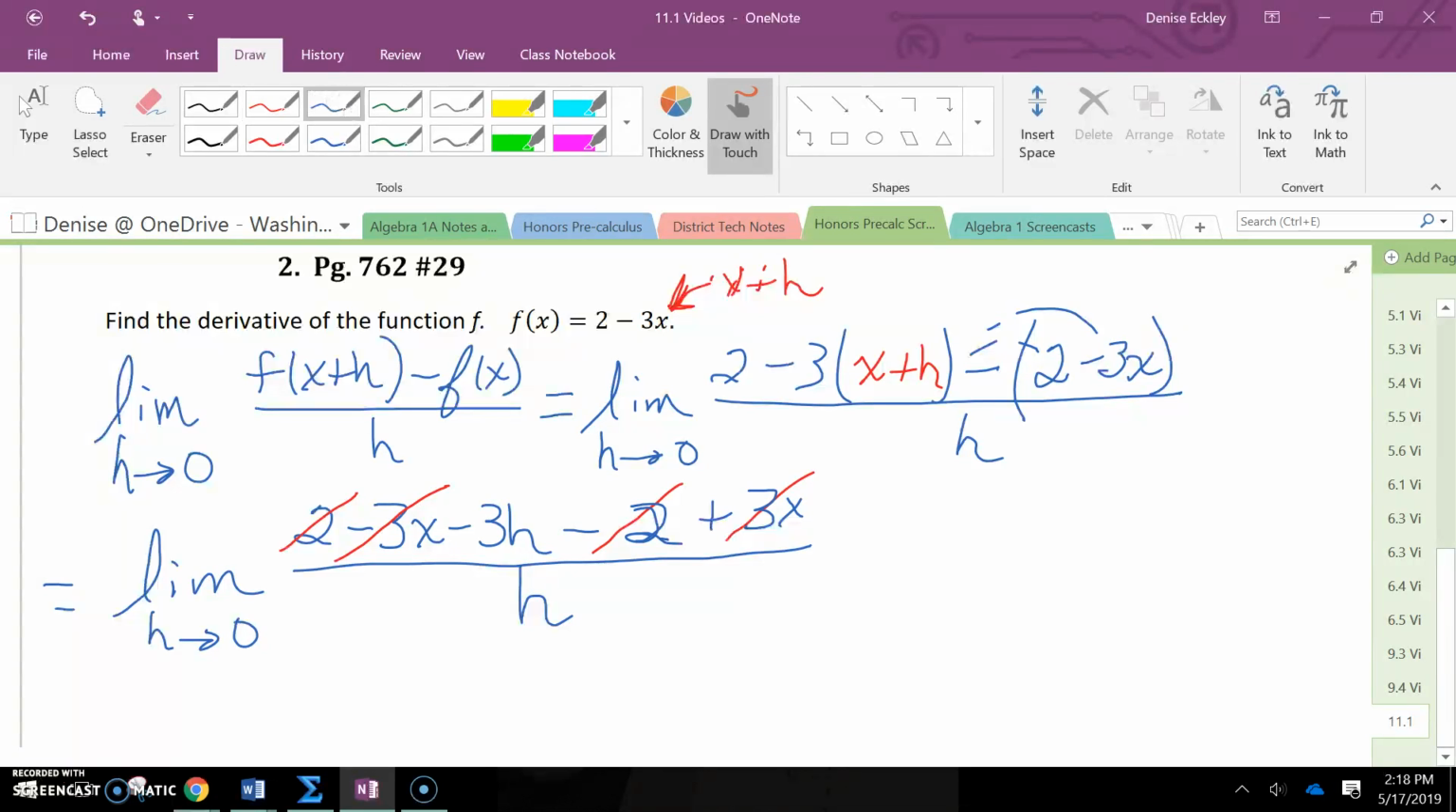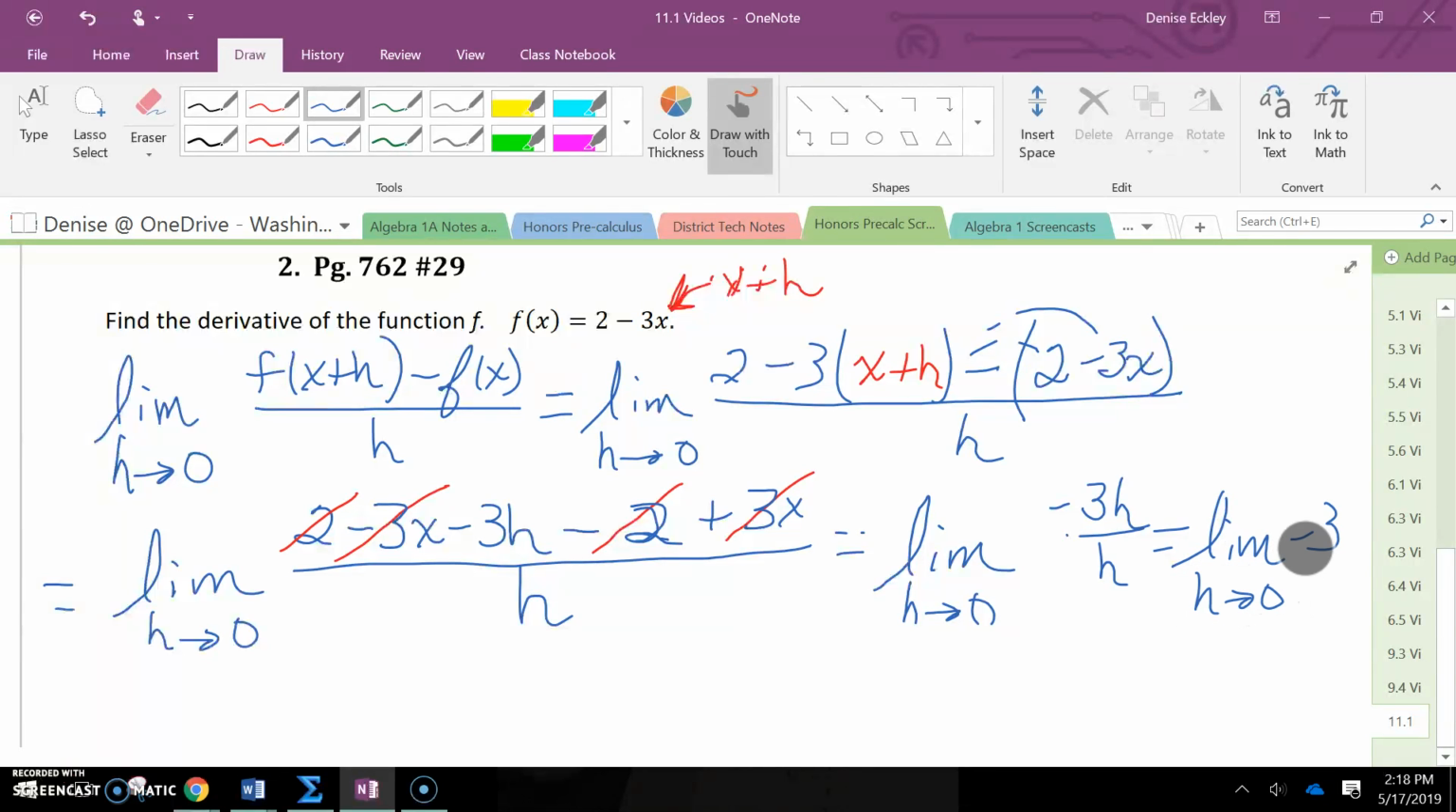And then we're going to be left with the limit as h approaches 0 of negative 3h over h, which simplifies to the limit as h approaches 0 of negative 3. Since that's a constant, the value of the derivative of the function is going to be a constant, which is negative 3. That's because we started with a linear function. Many times, if we start with a quadratic or a trig function or an exponential function, our derivative will be a function, and you will see that in later problems.